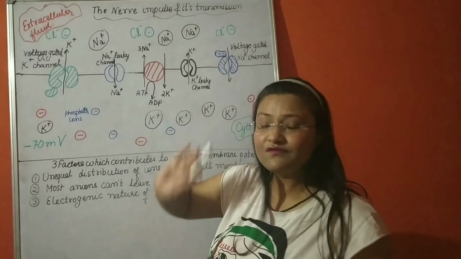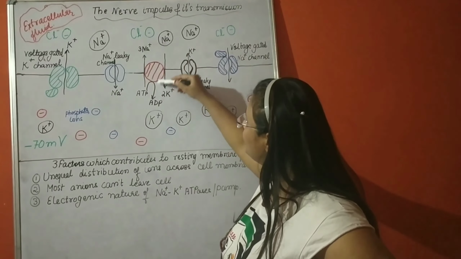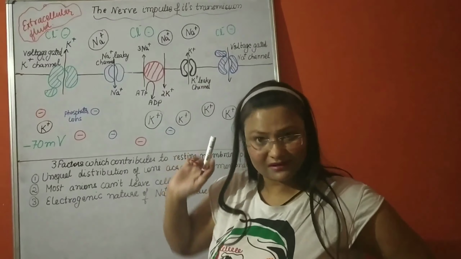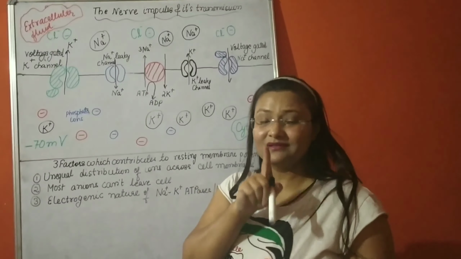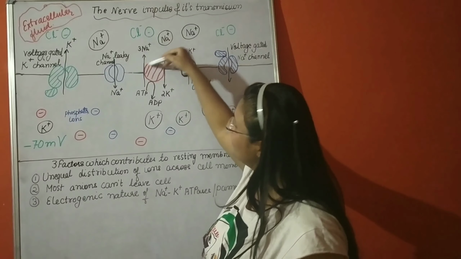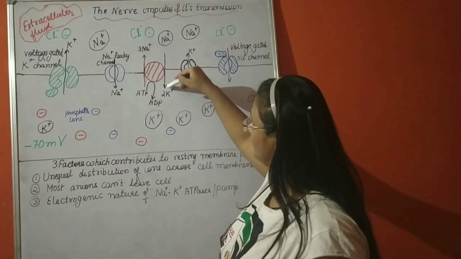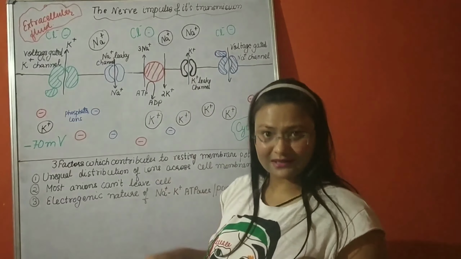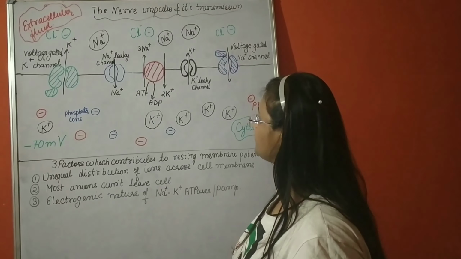So now if we compare, three sodium are going out as compared to two potassium coming in. Still the difference is 3 minus 2, so there is a difference of 1. So more positive is being forced outside of the neuron than being brought inside the neuron. So that's why inside is negative.